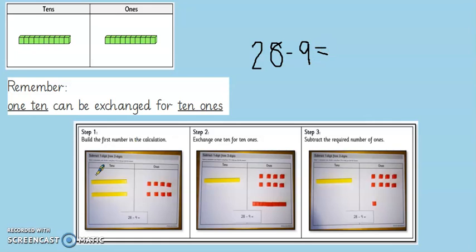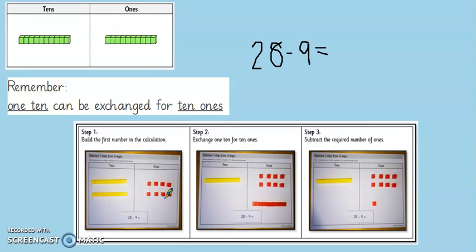And so I've made the number 28. It has 2 10s and 8 1s. Can you see that's 28? Now I can't take away 9 1s because I don't have 9 1s. But remember, 1 10 can be exchanged for 10 1s. Can you see here 1 10 is the same as 10 1s.